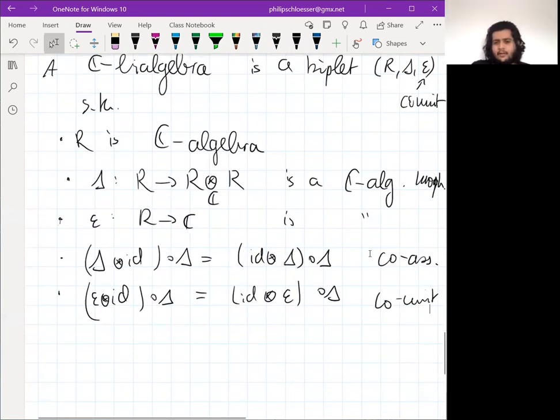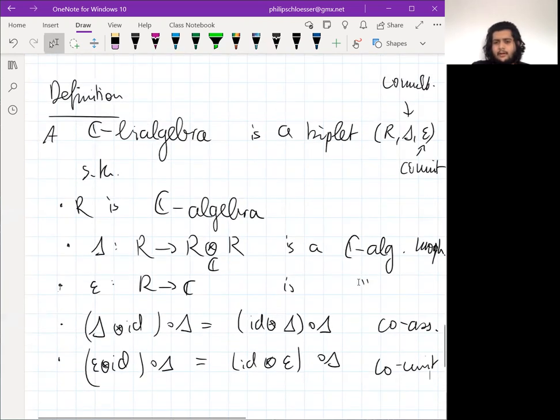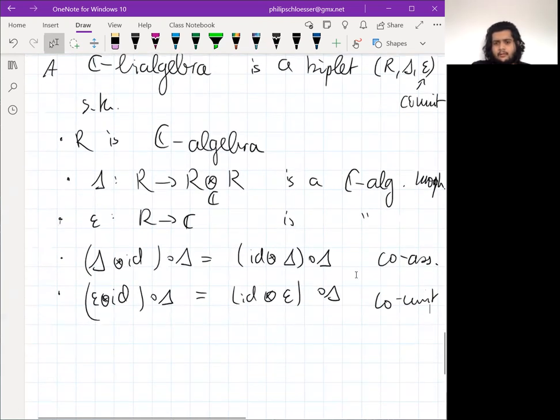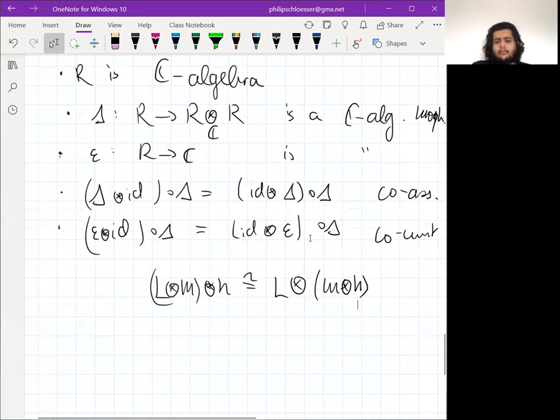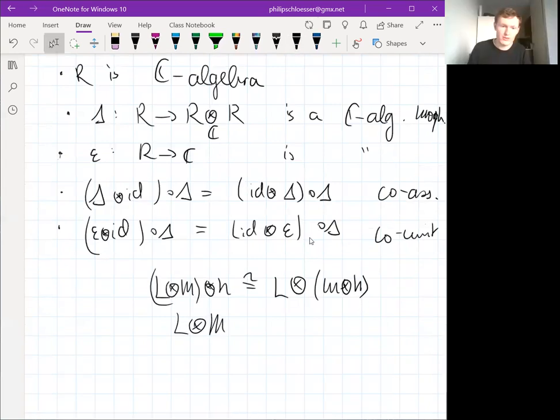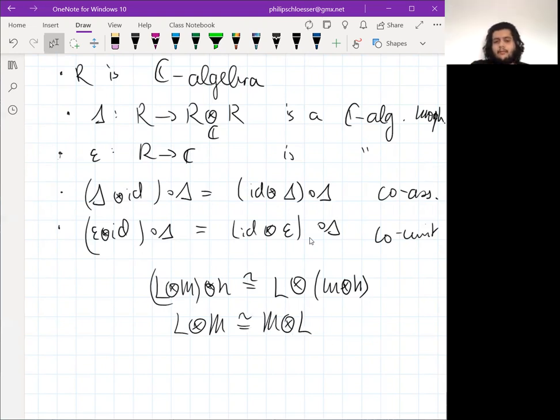What is the difference between co-associativity and commutativity? Well, associativity means that L tensor M tensor N will be canonically isomorphic to L tensor M tensor N. So commutativity is a special case. No, commutativity is something completely different. Okay, I see. But this will obviously satisfy the co-associativity too, right?